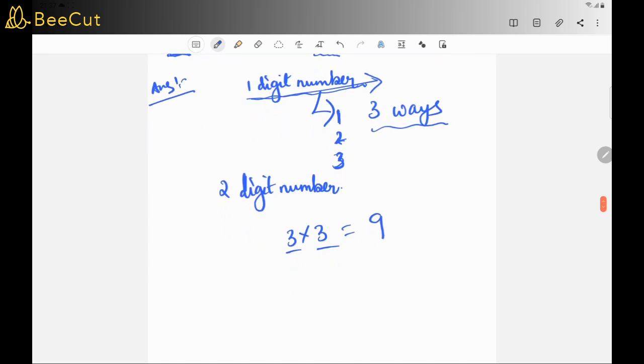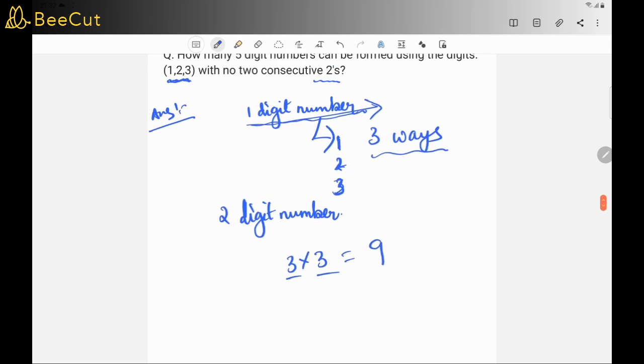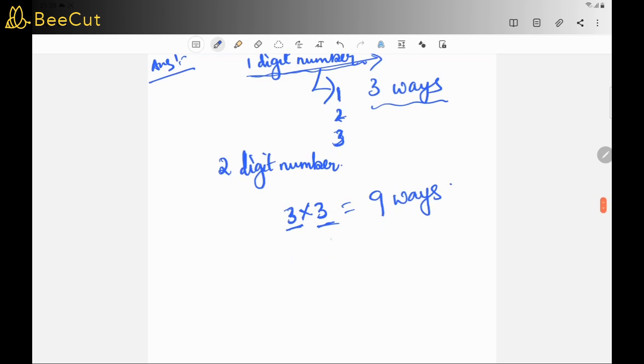Now assume that we need to form a 2-digit number. So this can be filled in 3 ways, and this can be filled in 3 ways. It has to be filled using the digits 1, 2, 3. So total there will be 9 ways. However, one such number will be 22, so we should eliminate it, minus 1. So total there are 8 ways for a 2-digit number.